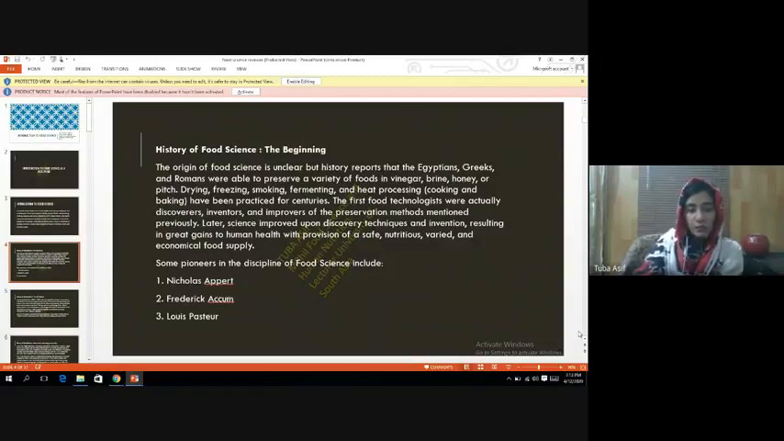Later, science improved upon discovery techniques and invention, resulting in great gains to human health with the provision of a safe, nutritious, varied, and economical food supply. Some pioneers in the discipline of food science include Nicholas Appert, Frederick Acum, and Louis Pasteur.